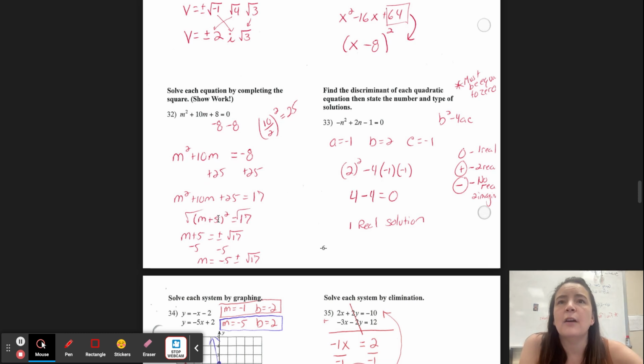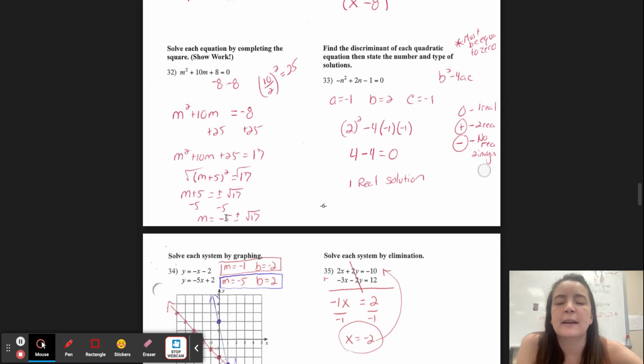And now I can solve this like a square root problem. I go ahead and I take the square root of both sides. Don't forget to put your plus minus. I subtract 5. I did tell you guys to put that in the front, so that way there's no mistakes. It ends up being -5 plus or minus the square root of 17. I can't break 17 down, so it just stays like that.